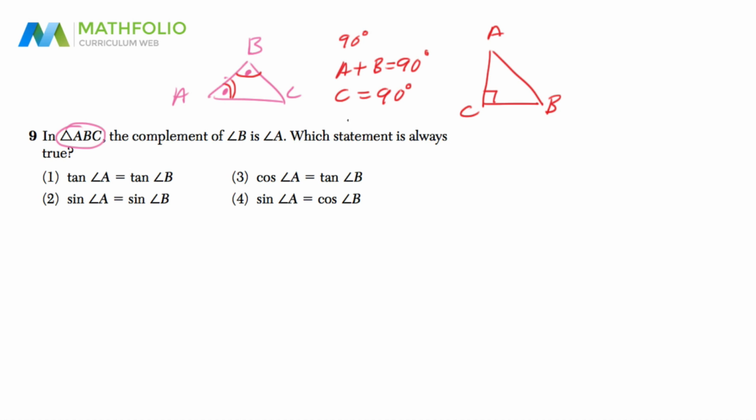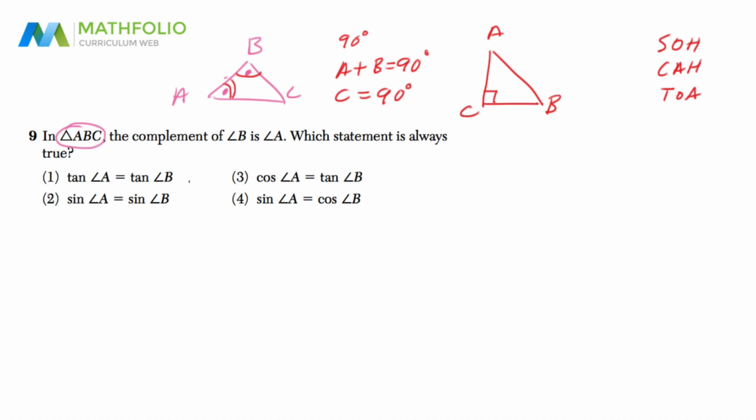So it says which statement is always true? And then we've got some sines, some cosines, and some tangents. Well, first of all, let's write out the trig ratios. SOH CAH TOA. Sine equals opposite over hypotenuse. Cosine of the angle equals adjacent over hypotenuse. And tan of the angle equals the opposite over the adjacent.